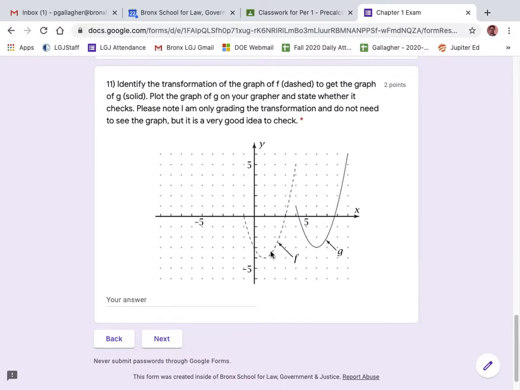So this one, this is also a translation. None of the roots stayed the same. Two things happened here. g of x is equal to f of x. And here we went over 1, 2, 3, 4, 5. So minus 5. We went up 1, so plus 1.